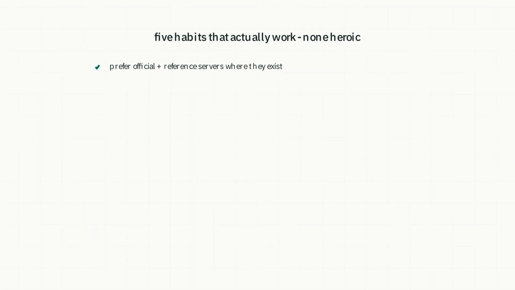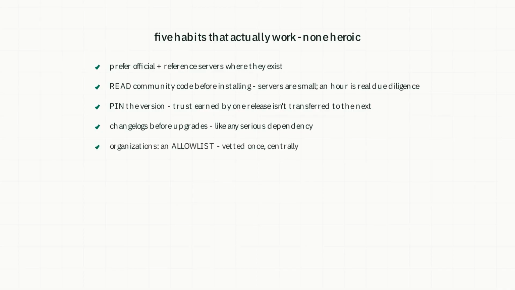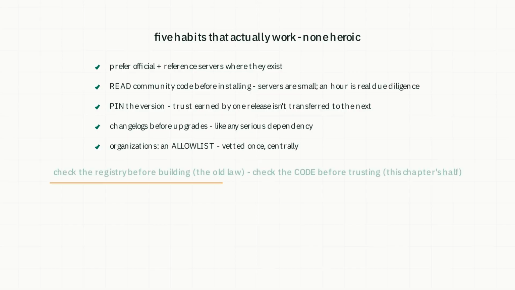The habits that actually work, 5 of them unheroic: prefer official and reference servers where they exist. Before installing community code, read it. MCP servers are usually small. An hour of reading is real due diligence. Pin the version so trust earned by one release isn't silently transferred to the next. Watch updates the way you watch dependencies in any serious codebase. Change logs before upgrades. And in organizations, an allow list: servers vetted once centrally instead of every engineer trusting independently. The community first law from the earlier videos still stands: check the registry before building. This chapter just adds the second half: check the code before trusting.